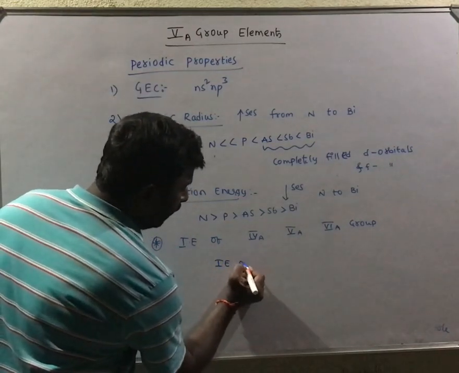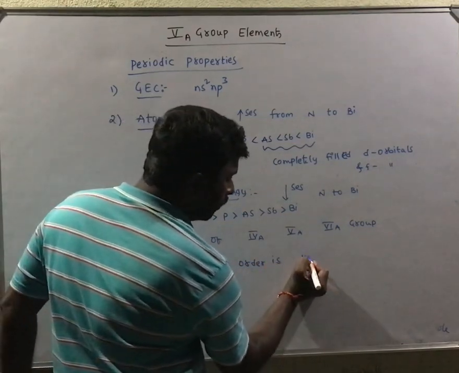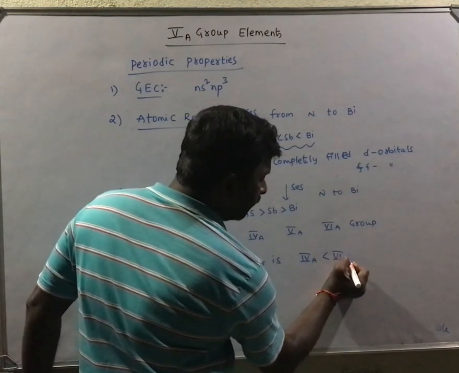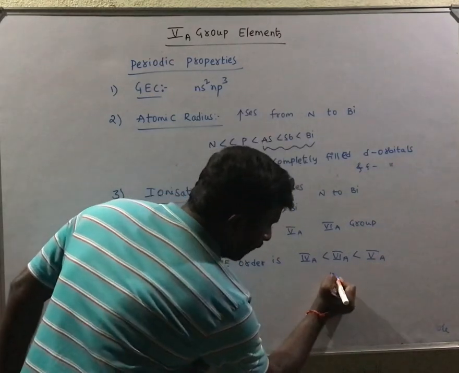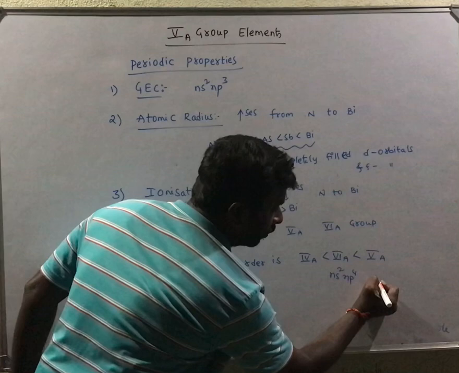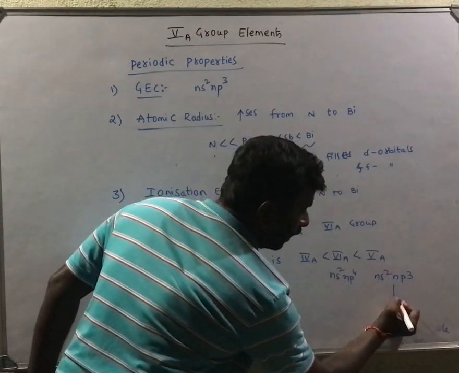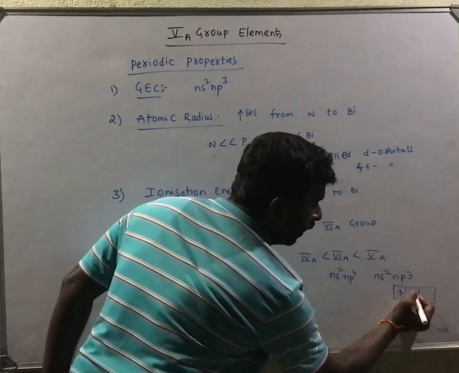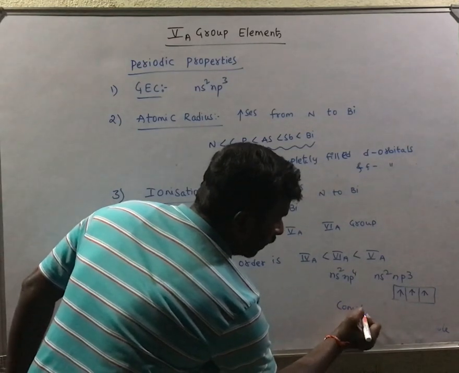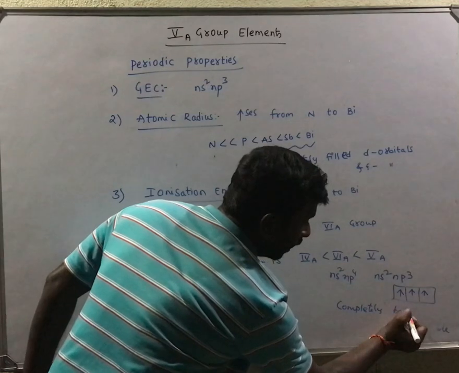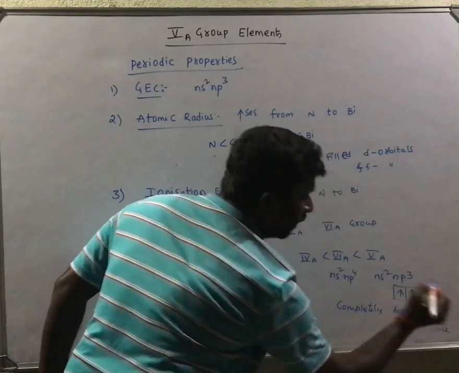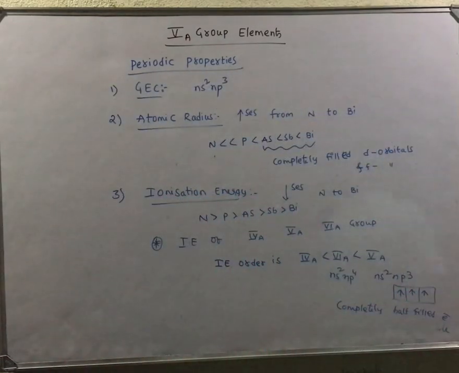But the actual order is 4A is less than 6A, which is less than 5A. Because 6A is ns2 np4 configuration and 5A is ns2 np3 configuration. np3 means a completely half filled electronic configuration. Due to the half filled configuration, the 5A group elements are stable. That's why more energy is required to remove an electron. That's why 4A is less than 6A, which is less than 5A.